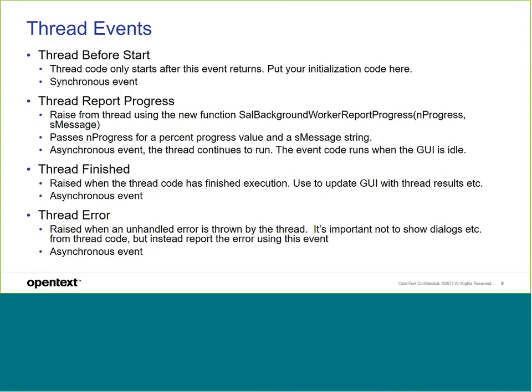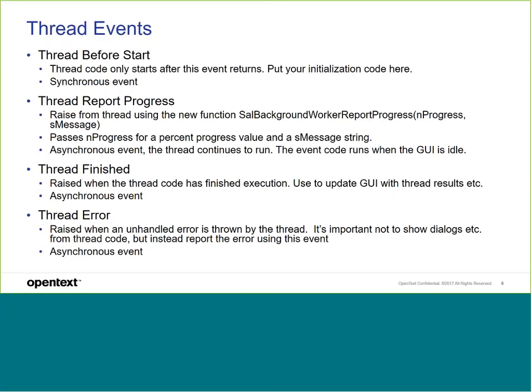Then you have the ability to use the thread report progress event, which will be raised on the form, and you will need to use the function StartBackgroundWorker.ReportProgress from the thread code to initiate such an event. You have two parameters for that function. You can pass a number for a percent progress, or whatever other number you want to pass, and a string for a message that you want to pass on into the GUI code. This is an asynchronous event, so the thread continues to run without waiting for a response from the GUI side.